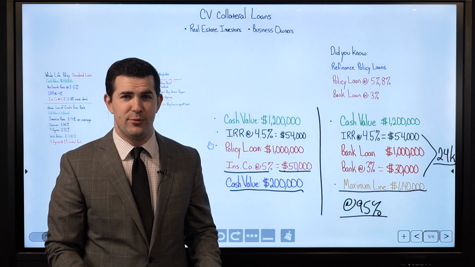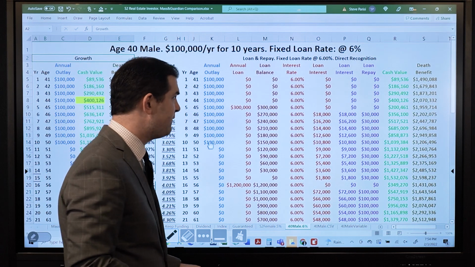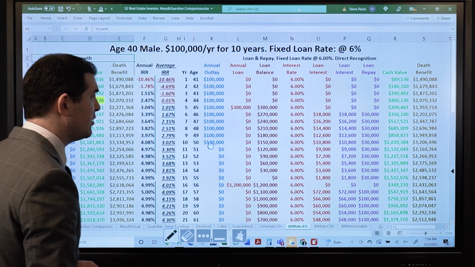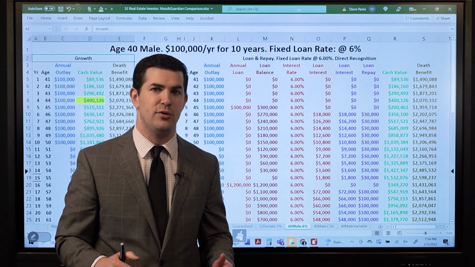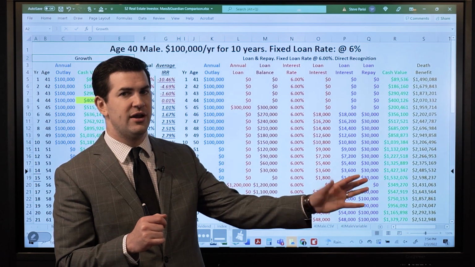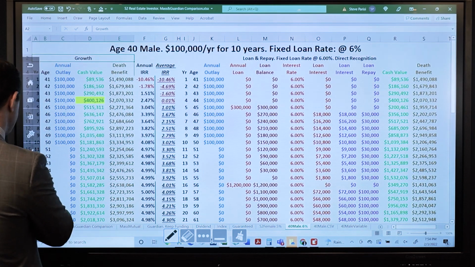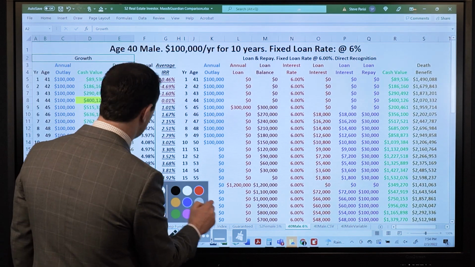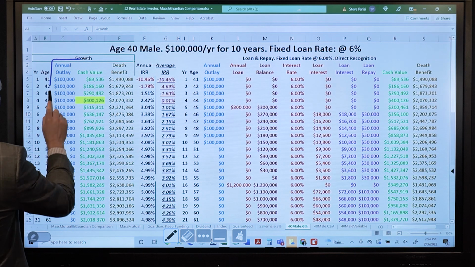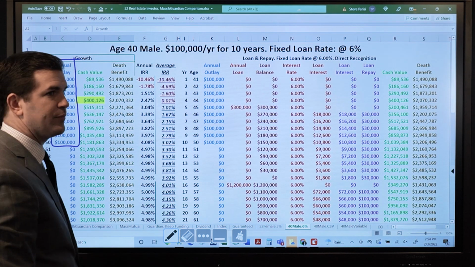So let's look at some numbers here and have some fun. What we will begin with is a 40-year-old individual, and we're going to look at just a standard policy loan first. This will allow us to compare exactly what a policy loan looks like to a cash value collateral loan. What we've got here is a 40-year-old individual paying in $100,000 per year for 10 years and nothing thereafter.